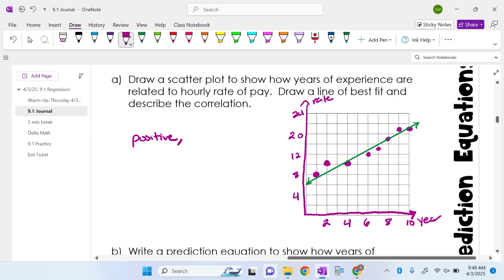Now, look at how close the different points are to that trend line. The closer they are, the stronger the correlation. Do you think this is going to be a weak or strong correlation? I would say pretty strong. Those points are pretty close to that line. So I would say this is a positive, strong correlation, which essentially means that there's a high chance that these two variables, the years of experience that you have and the hourly rate of pay, are pretty highly related.